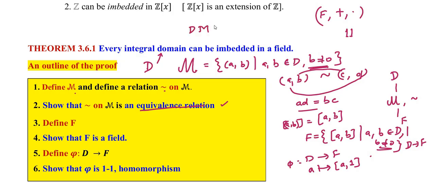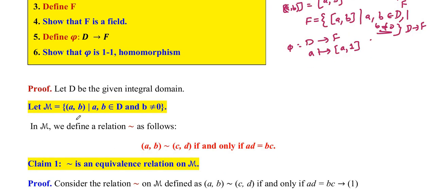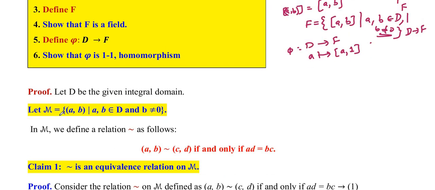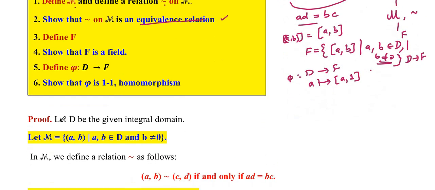To prove this, DMF: D, the given integral domain; M, you are going to describe it in this way; and then the equivalence relation, all that are hidden. Just a very brief outline, or as a mnemonic code you can remember DMF. So this is the outline of the proof. Now we'll go to the actual proof of this theorem.